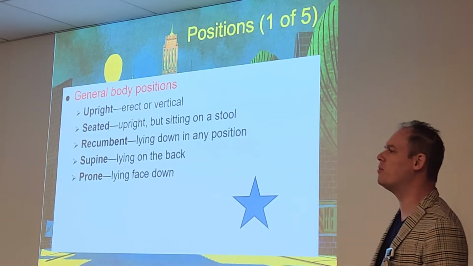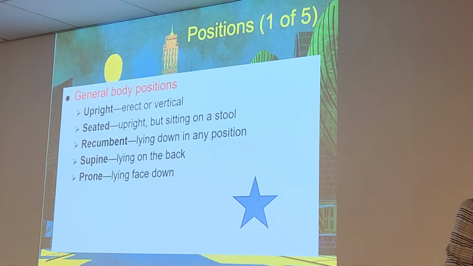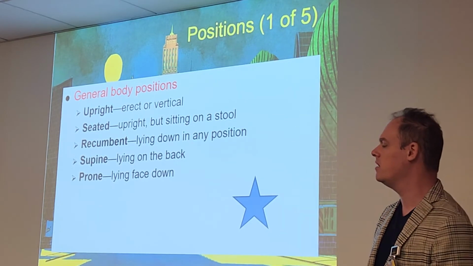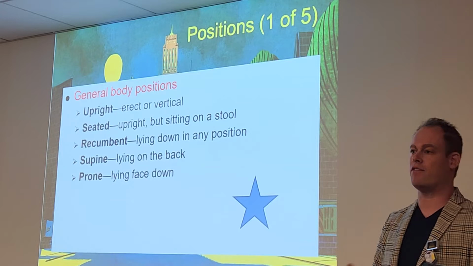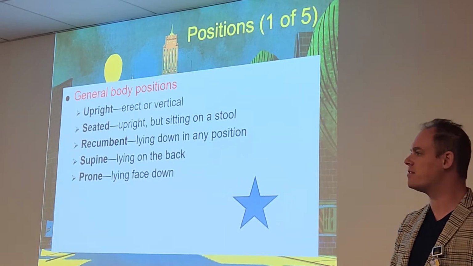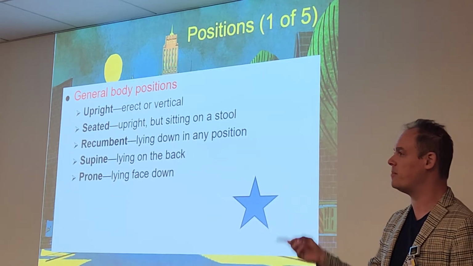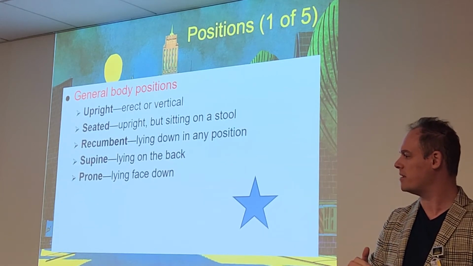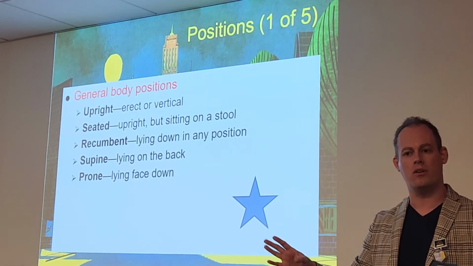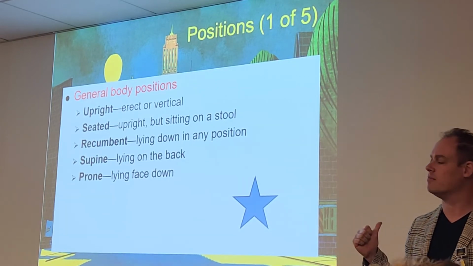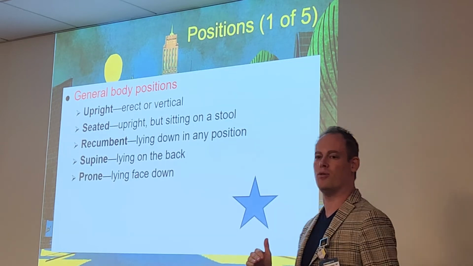Now, recumbent. This one people always tend to mix up because recumbent is the general term for lying down in any position. I can be lying on my back, my side, my belly, obliqued, whatever. If I'm lying down, period, it's always a recumbent position. But I can specify the recumbent position because if I'm lying on my back, I'm supine. If I'm lying on my belly, I'm prone. Does that make sense? So overall, in general, lying down in any way, shape, or form is recumbent. Specifically, on my back, I'm supine. On my belly, I'm prone.